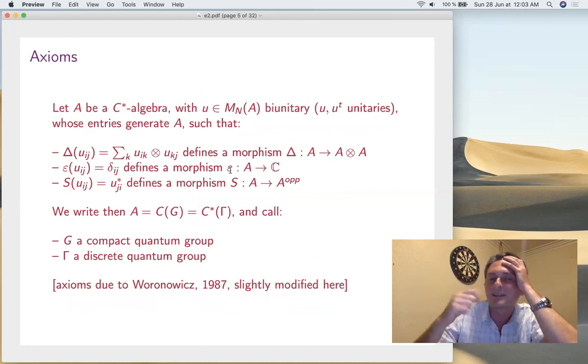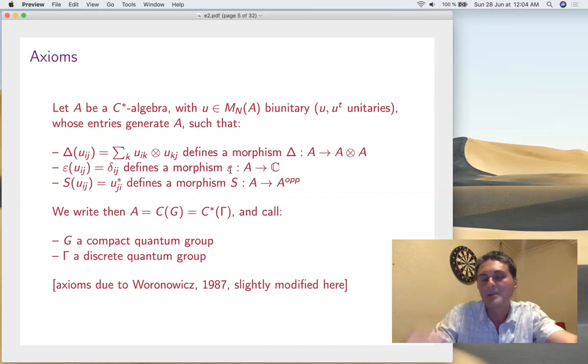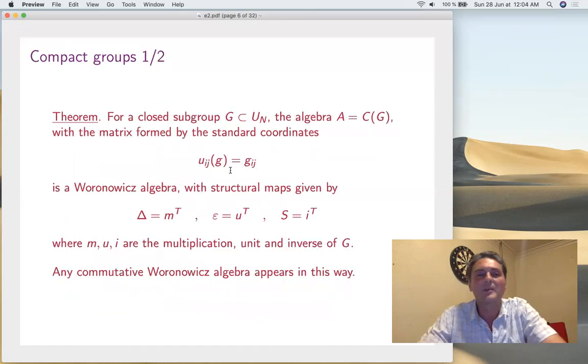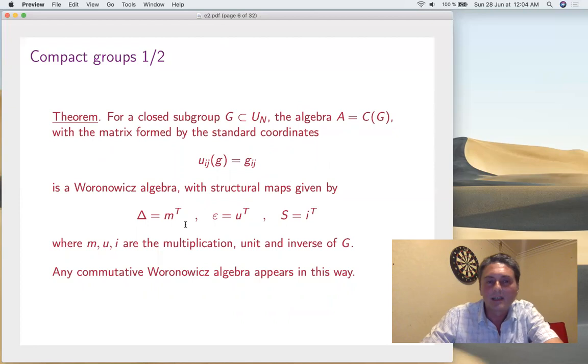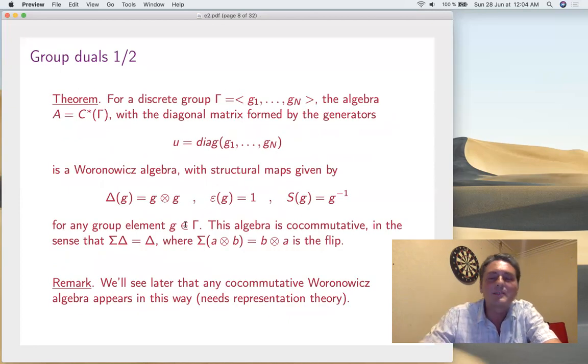x, but this C of x has delta, epsilon, S, so this means that x itself, the space, has a multiplication, inverse, unit, so it's a group, and you're done. Okay, so I proved this. Very good. So the classical case is understood. Now let's go to group duals.